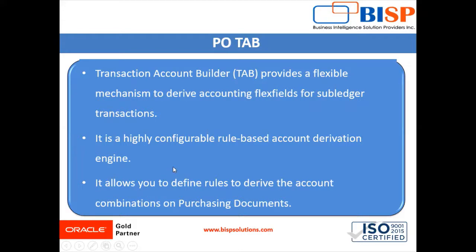So it allows you to define the rules to derive the account combination. You already know about the account combination. So we can define the rules to derive the account combination on the purchasing document. Which purchasing document? Like purchase requisition and purchase order. You can create a purchase requisition and purchase order based on the account combination, right?